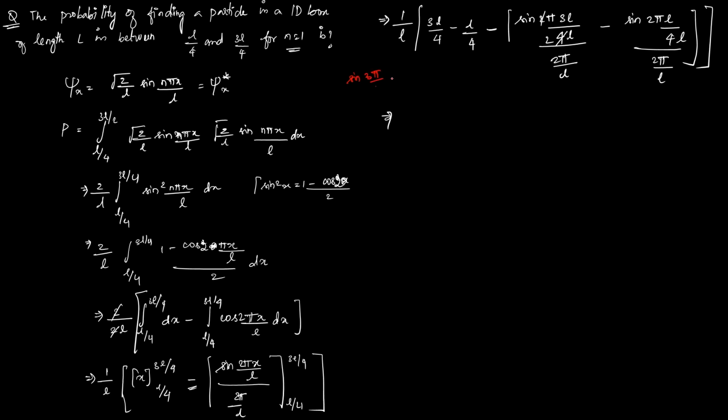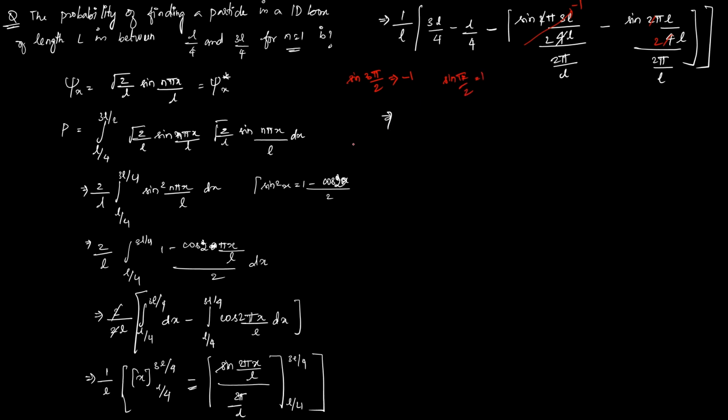So sine 3π by 2, if you look, it's in your third quadrant. So in your third quadrant, this value is going to be equal to minus 1. And here you have your sine π by 2. So sine π by 2 is here equal to 1 because it lies in your first quadrant.